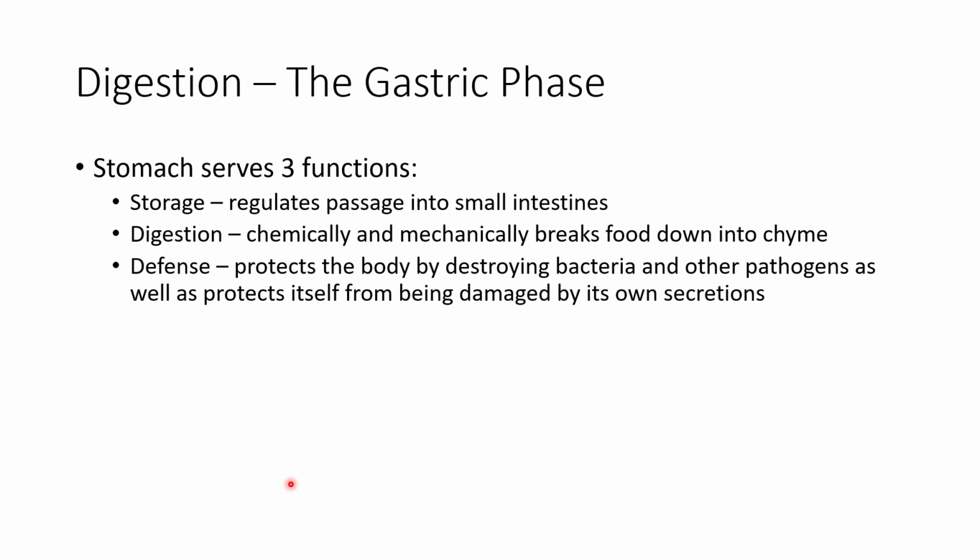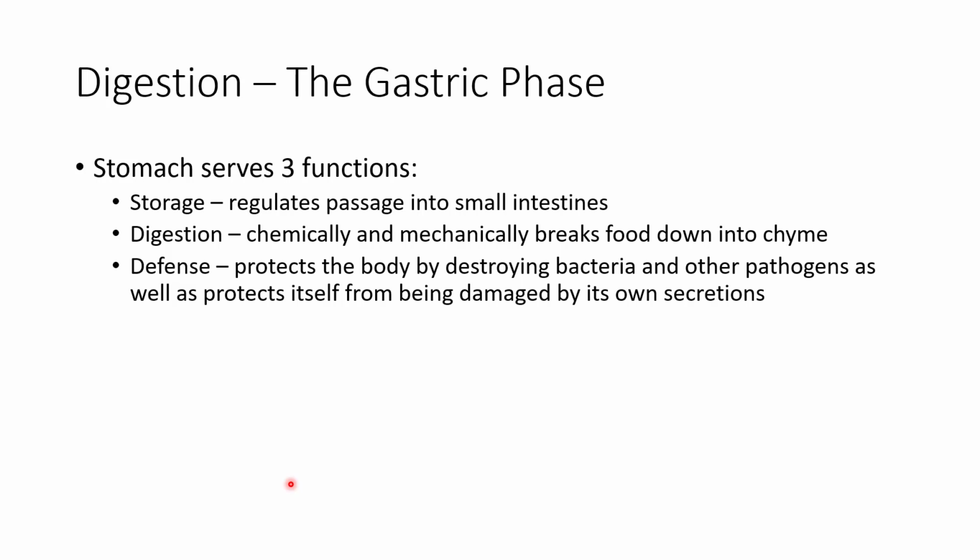And the stomach serves 3 main purposes. The first being storage. It's really important that food is regulated as to when it passes into the small intestines, because the small intestines is where most of the digestion is going to occur, and it's where most of the absorption is. And so we don't want to be constantly pushing food into the small intestines if we haven't already digested and absorbed the food that's in there. So it serves as a storage container.